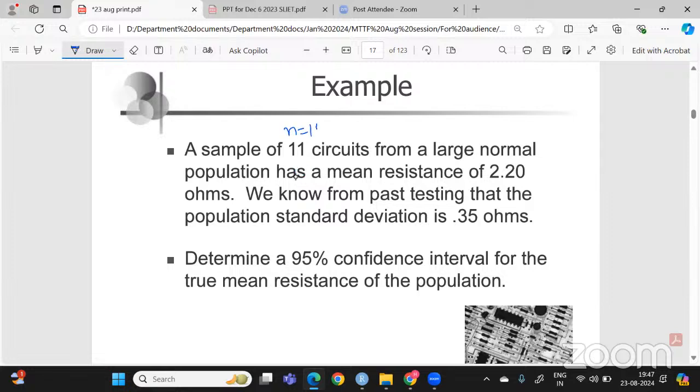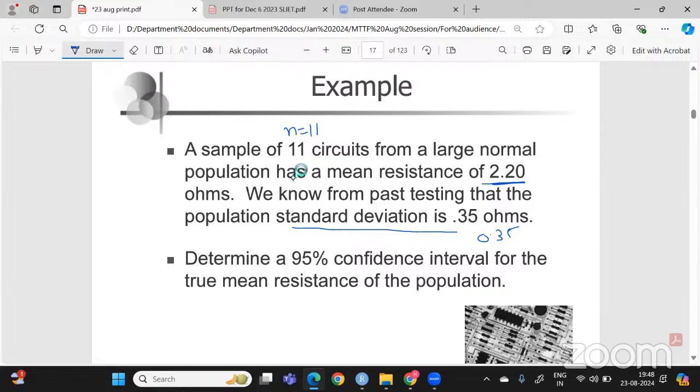Why I have these examples is so you can understand how to construct the confidence interval. So n is equal to 11 here. The population has a mean resistance of 2.2, and we know from past testing that the population standard deviation is 0.35. So how can one construct the confidence interval? We just have to put the values in the formula.